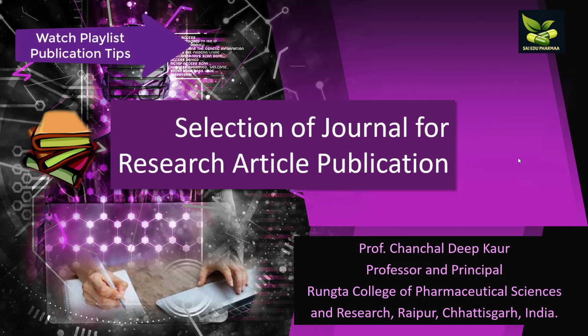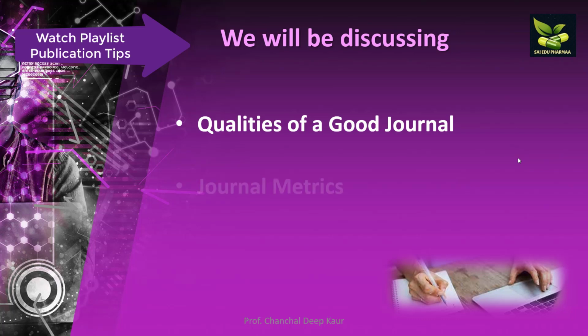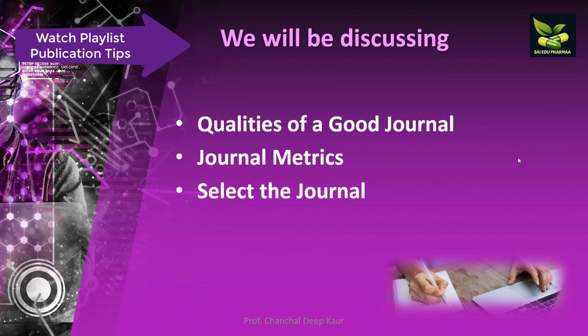Today we are with a new video on selection of journal for research article publication. So we will be discussing about qualities of a good journal, then what do you mean by journal metrics, how we will understand about the quality of journal by looking at the journal metrics, then how we will be selecting any journal when we have decided to publish an article in the journal.